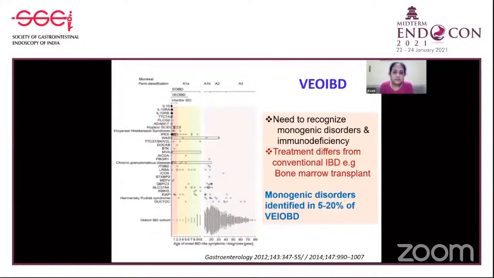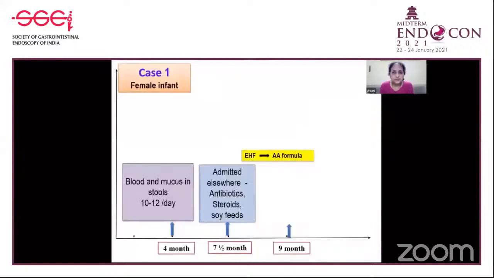And on the screen, you can see that there is a long list, over 50 of them, which have been described to present as very early onset IBD. Some of the important ones being IL-10 deficiency, X-linked inhibitor of apoptosis protein deficiency, Wiskott-Aldrich syndrome, IPEX syndrome, and various other syndromes, chronic granulomatous disease, which have been diagnosed and present like VEO-IBD. Now let's go to cases.